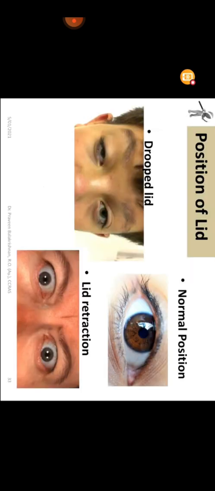Okay, so for the eyelids, you should examine the position, movements, margins, swellings, and the skin surface. See, you can see the normal position of the eyelid.